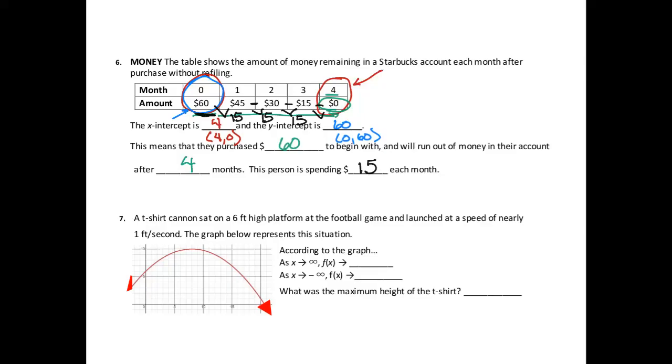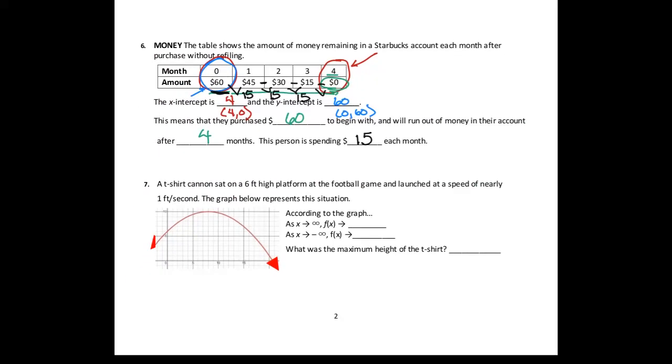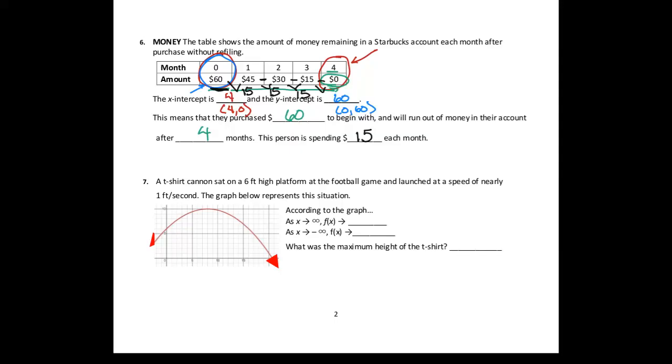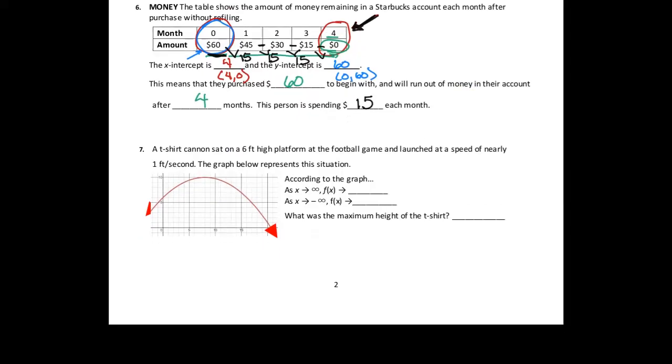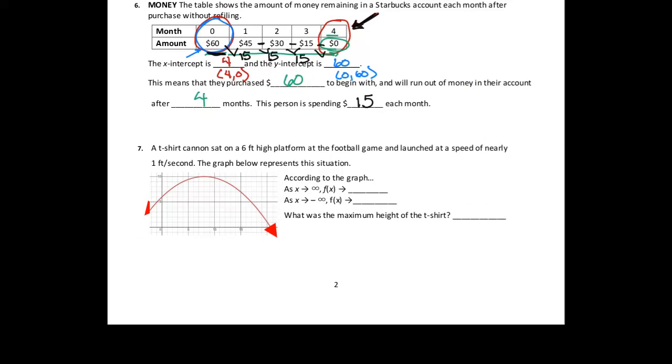Questions on that? So remember, if it's an x-intercept, it could be 0, but only if it's 0, 0 would the x and y-intercept be 0, 0. Usually it's the one that has a number for the x-coordinate and a 0 for the y-coordinate. All right, what about 7? 7's a good one.